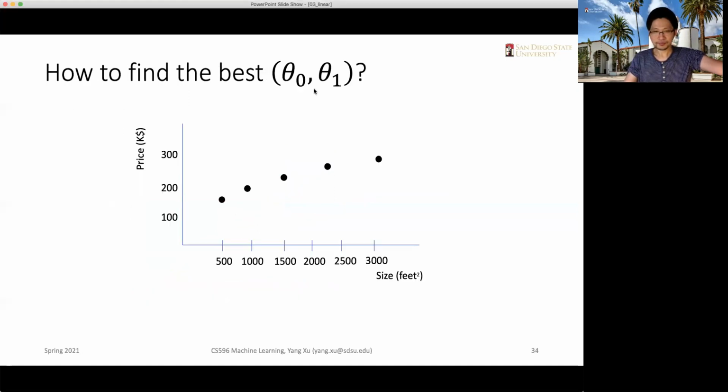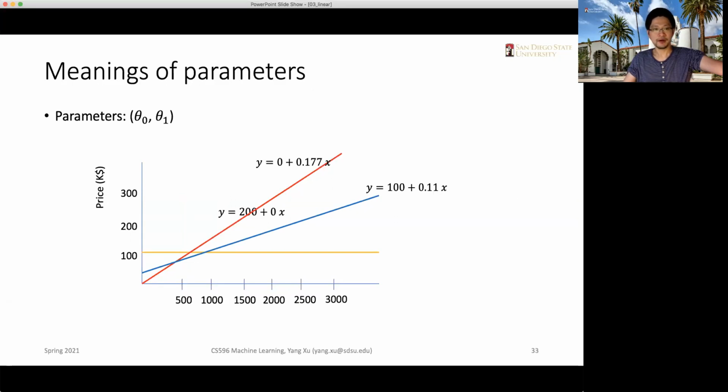Okay, and we can have somewhere in between. We can have a different theta1 and different theta0. And if you compare the larger theta1, which is 0.177, with the smaller theta1 here, 0.11, you can see that the slopes are different. So the blue curve grows stronger and faster, and the other one grows slower, which means the price relates to the size with different strengths of correlation. Okay, so those are the meanings of the thetas.